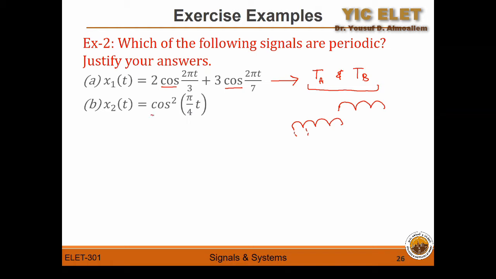And this is again another example of cosine times cosine. So it is cosine square. I will leave it for you to think about it and come with some solutions for discussion.